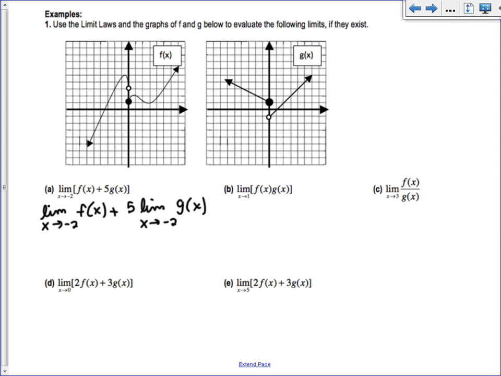So the limit as x goes to -2. You just did this little worksheet on this. As you get closer and closer to -2, what y value are you getting closer to? 3. Plus 5 times g of x. G of x is over here. At -2, you're closer and closer to a y value of 2. So 3 plus 10 is 13.